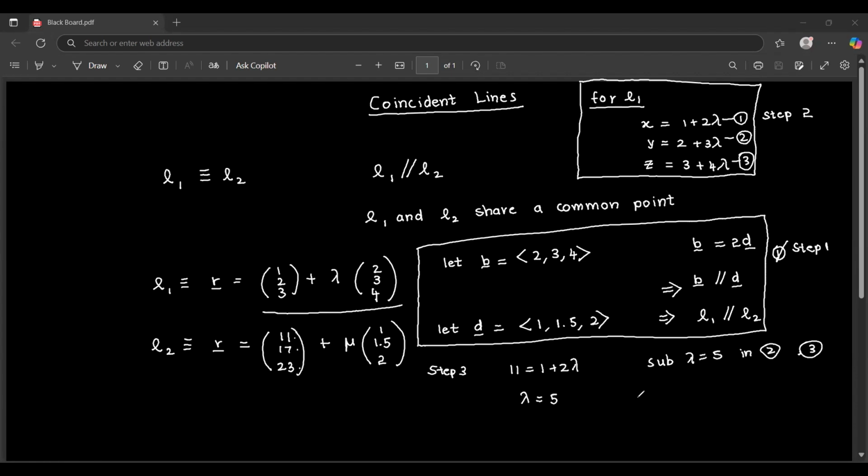So equation 2 states that 2 plus 3 into 5 is equal to 17, and fortunately, that is equal to the y coordinate of the point vector of L2. And similarly, if I sub in 3, that states that 3 plus 4 into 5, which is equal to 23. Surprise, surprise, they also verify each other. Therefore, we can definitely say L1 is parallel to L2, and L1 and L2 share a common point. Therefore, they are coincident. Very simple. You can do that by writing some more lines if you want.